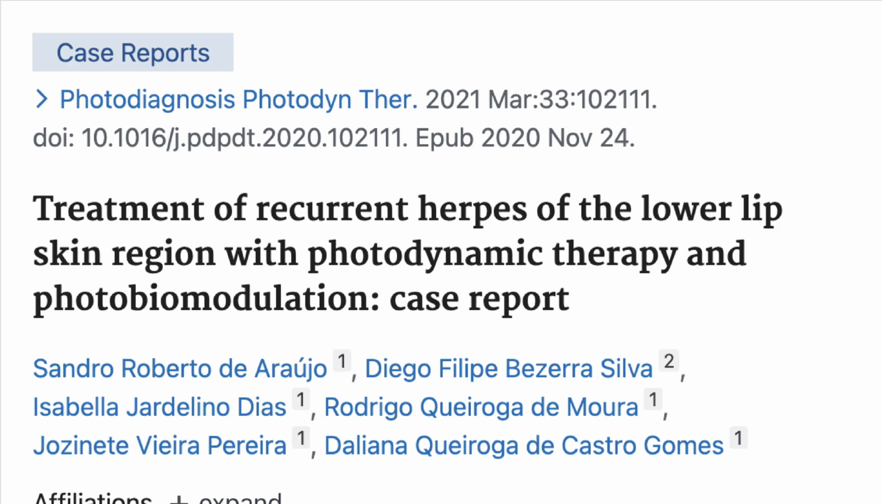The next one, which is very interesting to me, is called Treatment of Recurrent Herpes of the Lower Lip Skin Region with Photodynamic Therapy and Photobiomodulation, a case report. So this is very interesting. I personally have suffered from cold sores. I used to always get them on the corner of my mouth over here. I haven't had them in a really long time, years, and I think it could be because of maybe just the red light therapy at this point.